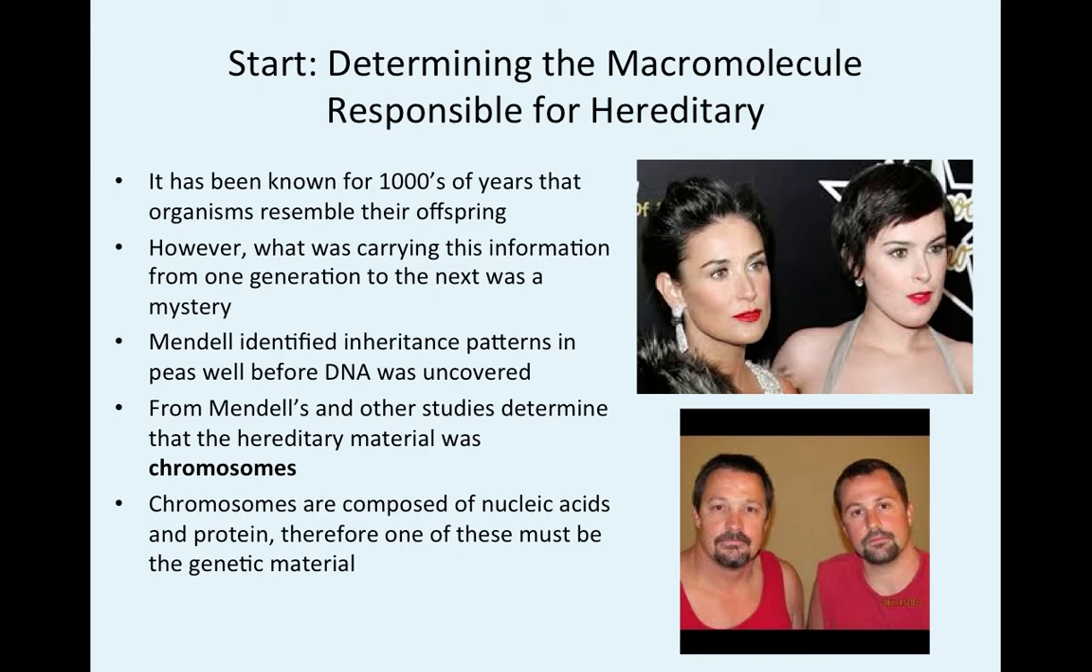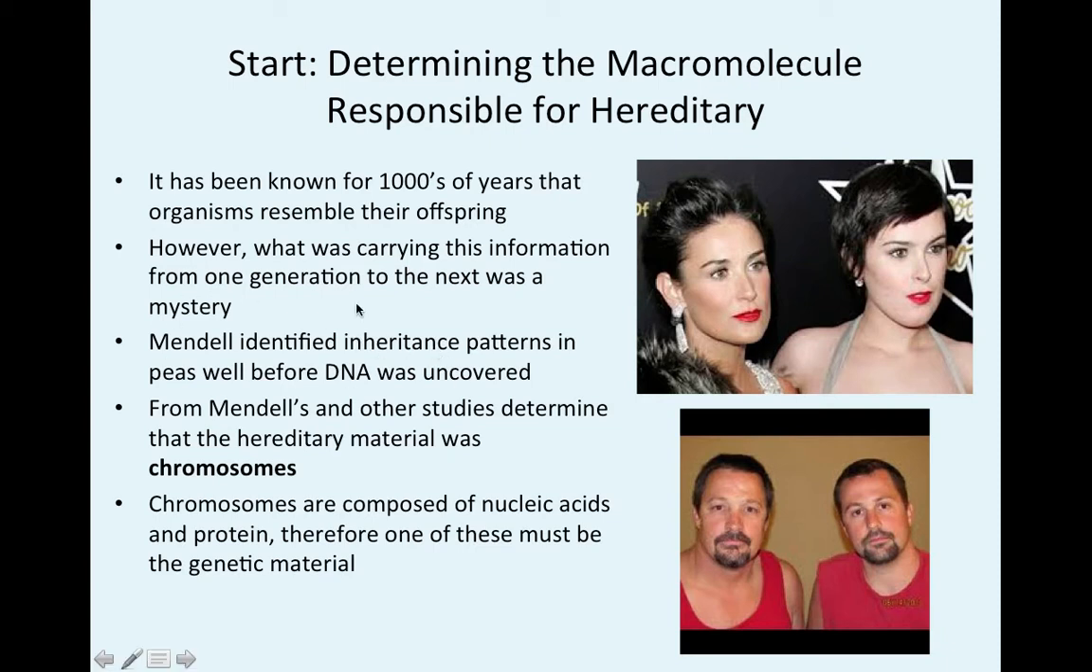And it's not just looks, it's also behavior. Genetics control a lot of our behavioral functions, so we also behave similarly to our parents and our offspring. So we've known for thousands of years that parents resemble their offspring. But what was really eluding us was what exactly is transferring this information? What kind of molecule is being transferred from one form to the other?